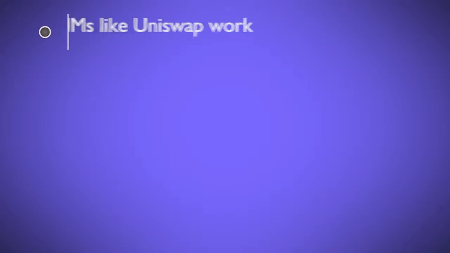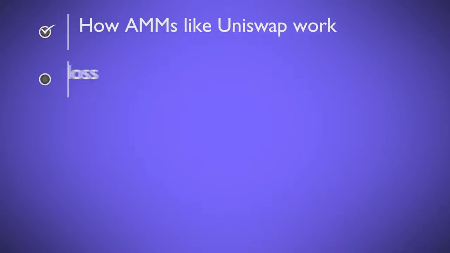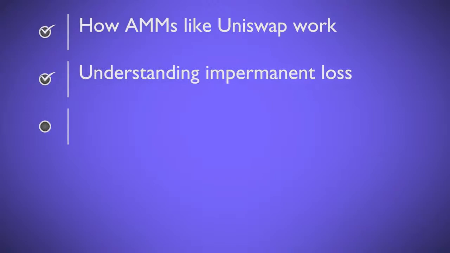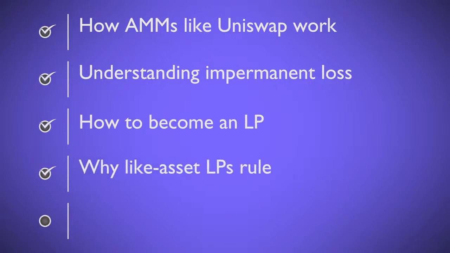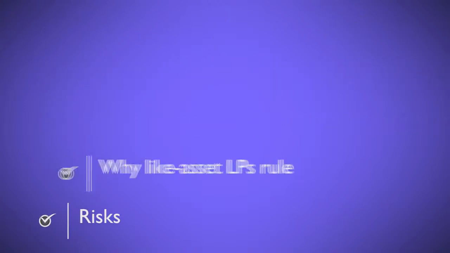Okay. So here's what we're going to cover today. First off, we'll talk about how AMMs work, the most common one being Uniswap. Then we'll talk about impermanent loss, how to become an LP in Zapper, why like asset LPs are very popular, and then what are the risks involved. So that's what we'll do today. And let's go ahead and just get started then.